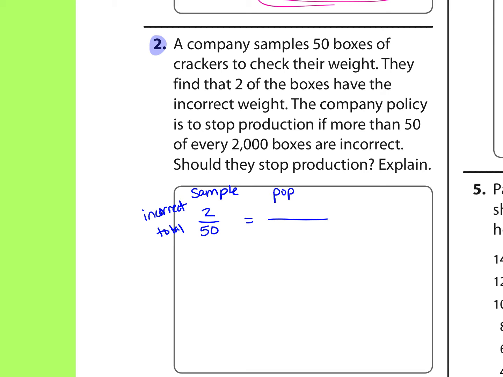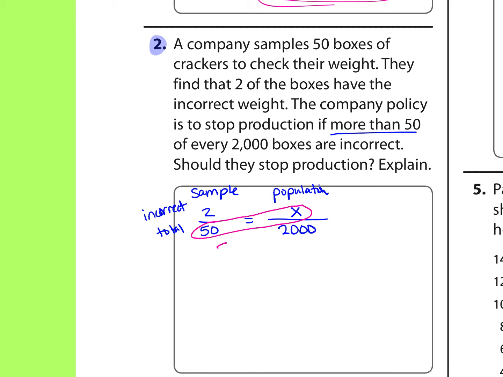In the population, we know there's a total of 2,000 boxes, and if more than 50 are incorrect, then they would stop production. So let's figure out X, the number that would be expected to be incorrect out of the population, and then just compare and see if that's more than 50. So we're going to solve a proportion.